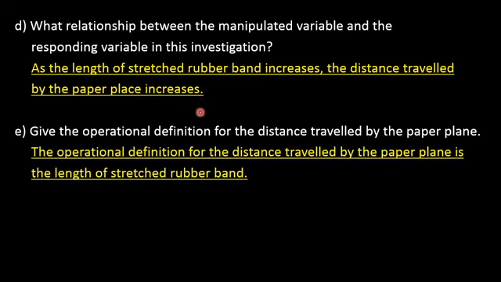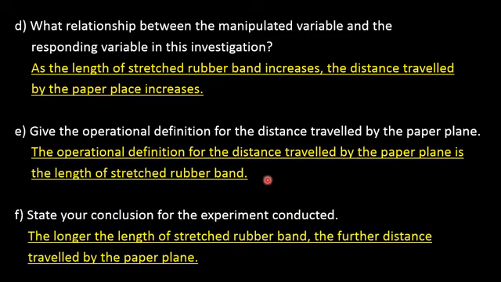Next, give the operational definition for the distance traveled by the paper plane. The operational definition for the distance traveled by the paper plane is the length of stretched rubber band. Last, the conclusion for this investigation is the longer the length of stretched rubber band, the further the distance traveled by the paper plane. These sample answers are just as reference.